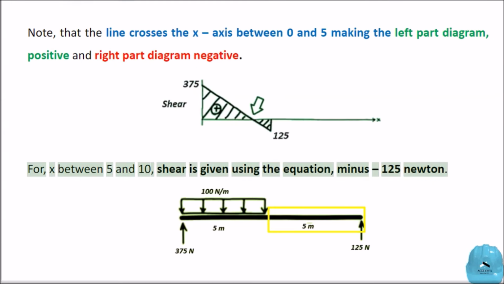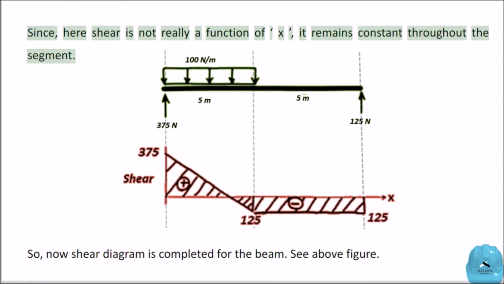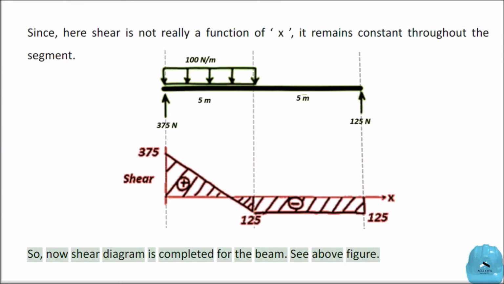Between 5 and 10, shear is given by the equation minus 125 Newton. Since here shear is not a function of x, it remains constant throughout the segment. So, now the shear diagram is completed for the beam. See above figure.